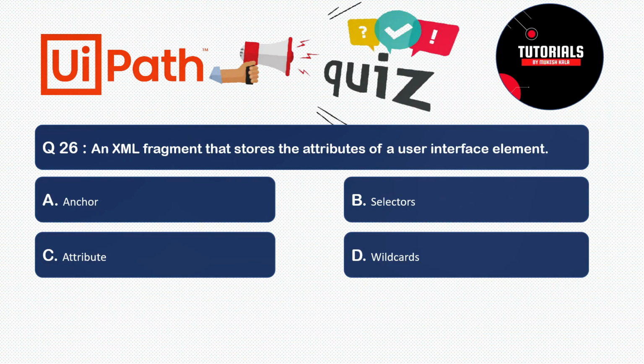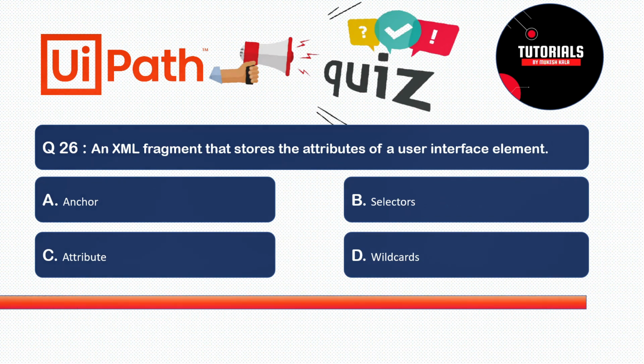Okay, so the next question now. An XML fragment that stores the attributes of the user interface element. What is the thing which is an XML fragment and stores the attributes of a user interface element? Is it called an anchor, selector, attribute, or wildcards? And the correct answer is selectors.